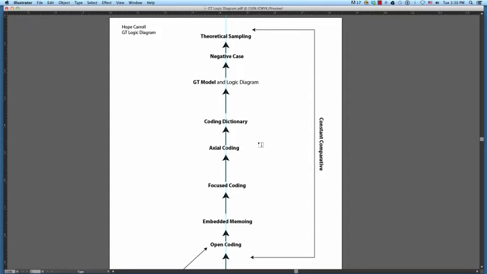So with the GT model, what we included was the causal mechanism, the phenomena, the strategies. We looked at the intervening conditions, the context, and the outcome or the consequence from the grounded theory.